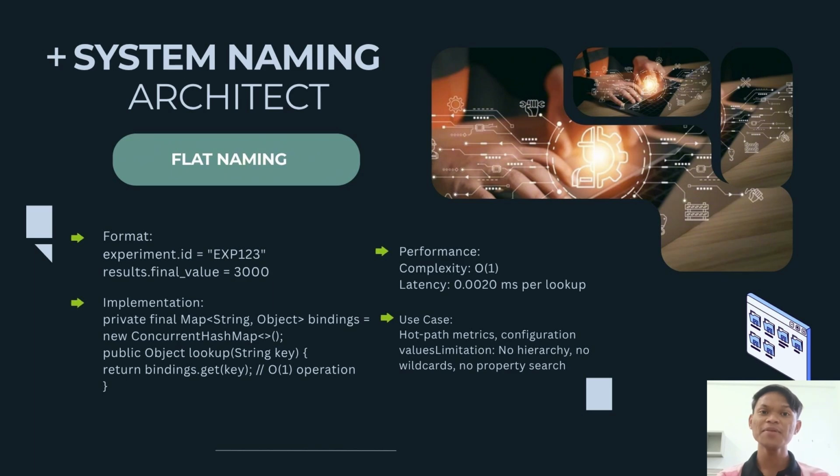First, flat naming. Flat naming uses a simple identifier like experiment.id pointing to a value. The implementation is Java ConcurrentHashMap. The lookup operation is O(1), meaning constant time regardless of data size.